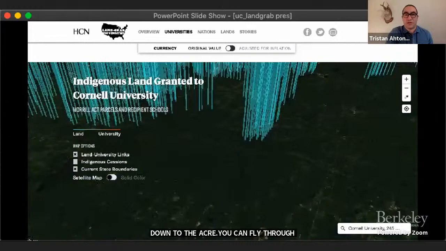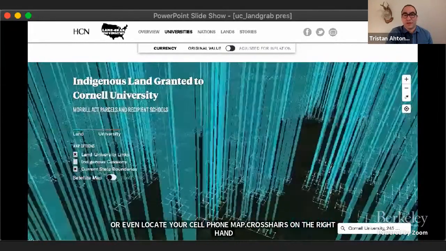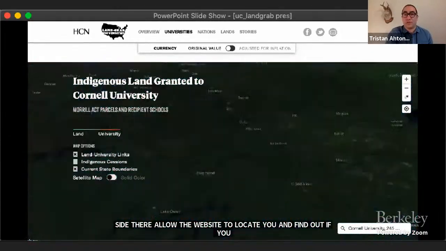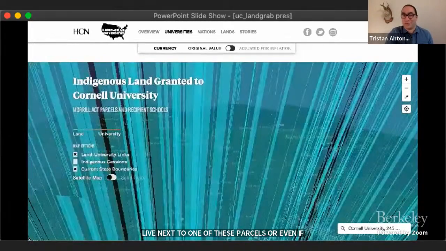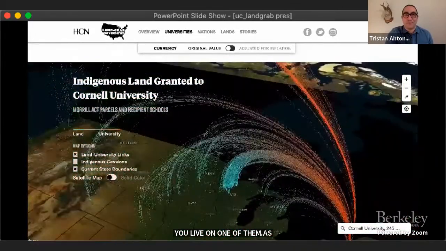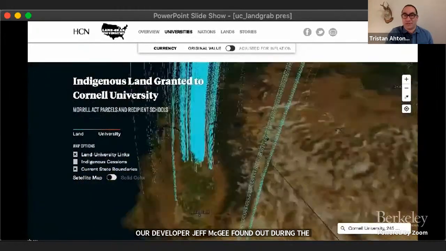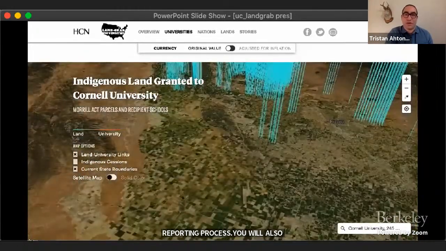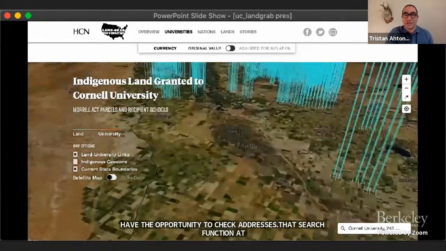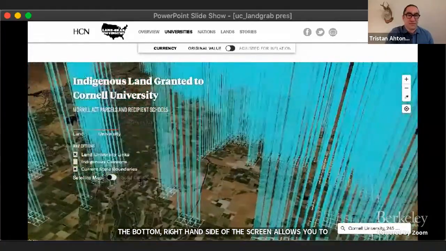Those crosshairs on the right-hand side there allow the website to locate you and find out if you live next to one of these parcels or even if you live on one of them, as our developer Jeff McGee found out during the reporting process. You'll also have the opportunity to check addresses. So that search function at the bottom right-hand side of the screen allows you to check an address and see if it's on a parcel or even what land cession it's in.